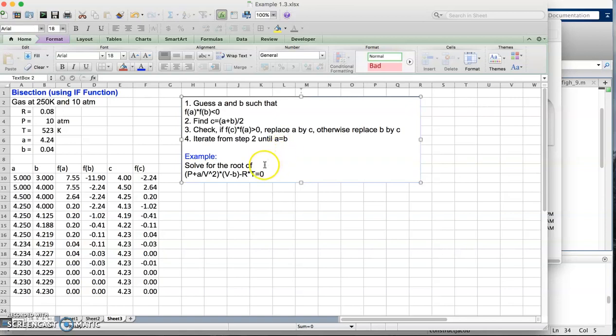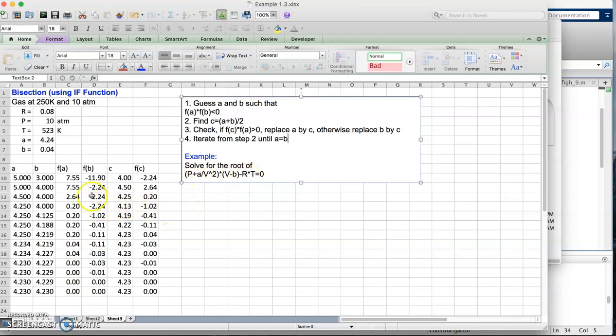So as a specific example, we're going to look at a random equation of state, which we looked at in the last class. And we're going to see how we can solve for the root of this function using the bisection method. So these are the constants. R is a gas constant, then pressure, temperature, A and B are two other constants. And we want to find for which V this equality holds, given P, A, R, and T.